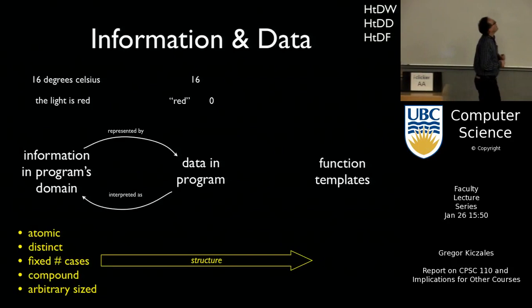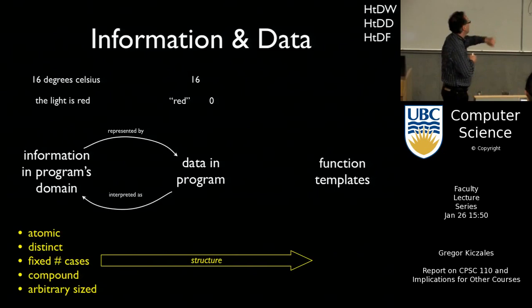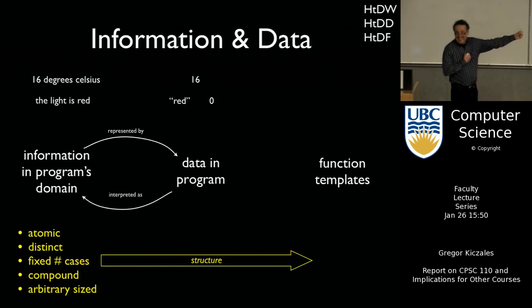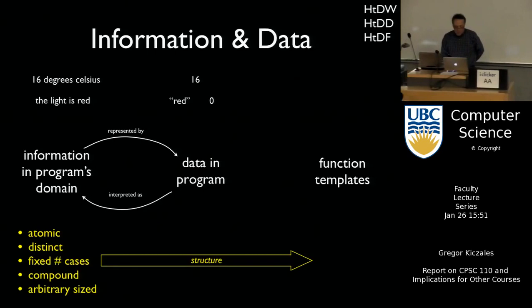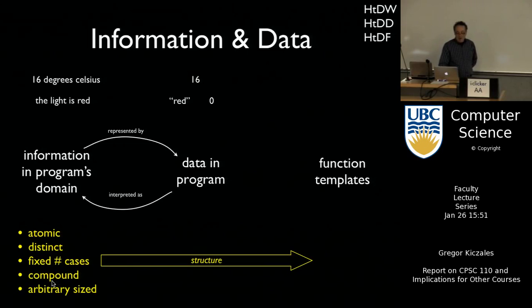So one of the things you've seen here already that's really fundamental to this design method is first, we really work hard with students on making a distinction between information to be represented and data that represents it. Okay? So 16 degrees Celsius, you know, the temperature is 16 degrees Celsius is information. The number 16 is data. And really trying to have that relationship clear. This method stresses that. And then, because in part it stresses that, students learn to recognize that there's different forms of information: atomic information, distinct cases, fixed number of cases, compound information, arbitrary size information. So this is getting down into trees and stuff.